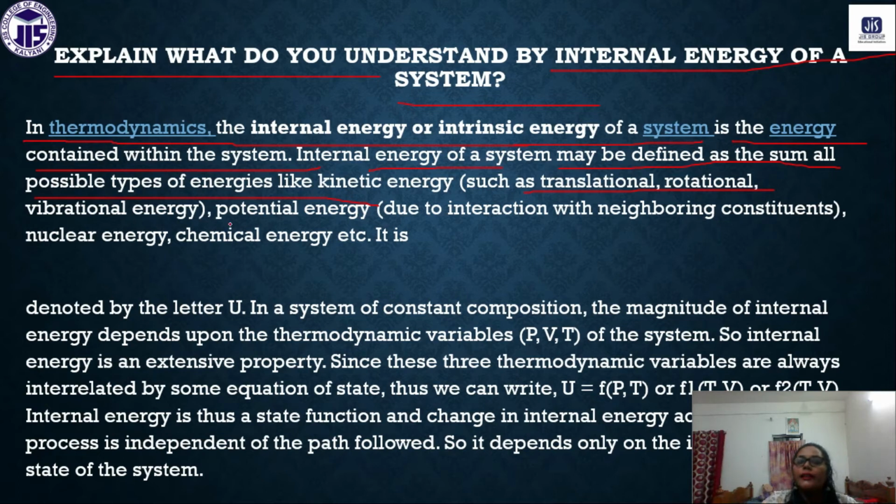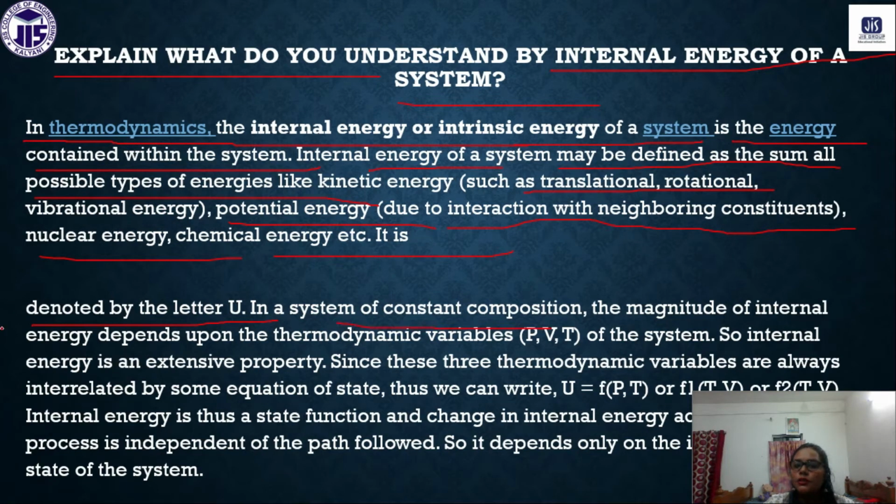They also have some potential energy due to the interaction with neighboring molecules. If we sum up all these energies, that gives us the internal energy. Due to the interaction with neighboring constituents, there are also nuclear energy, chemical energy, etc. It is denoted by the letter U or E. The internal energy can be denoted either by U or E.